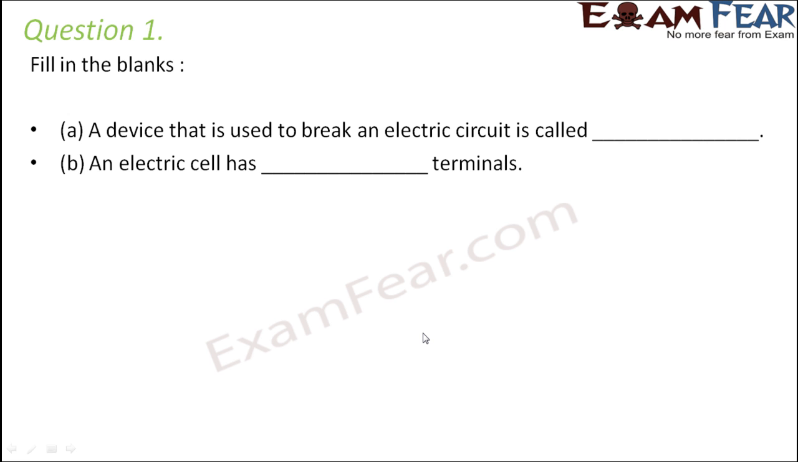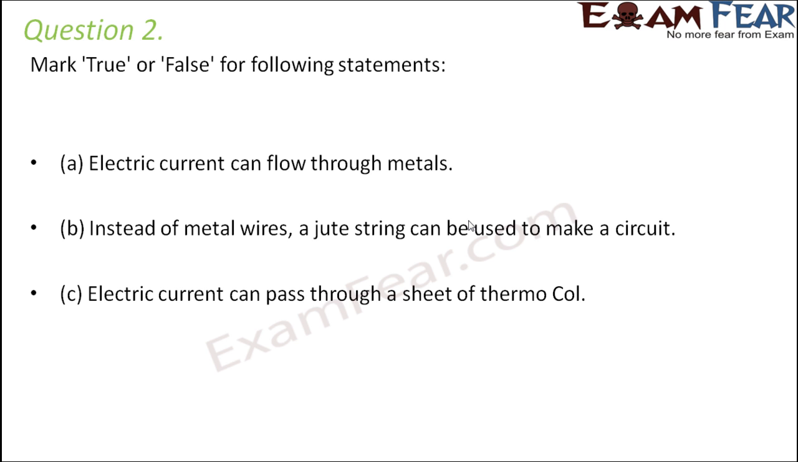Question number 1. Fill in the blanks. A device that is used to break an electric circuit is called. So what is that device which can complete the circuit and which can break the circuit as well? It is nothing but an electric switch. An electric cell has dash terminals. How many terminals are present? There are two terminals, positive terminal and negative terminal.